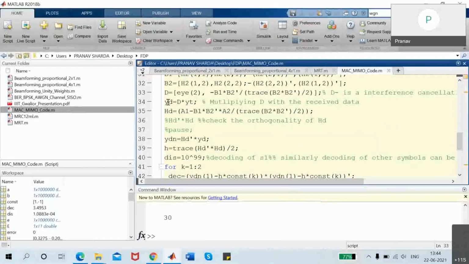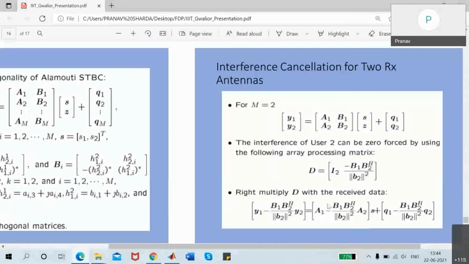In line number 34, you can see that I define a variable y of d and multiply this matrix D with y of t. That is equivalent to saying that we are multiplying D with the received data. When we do that, we get this matrix. That matrix is this one, the middle one.